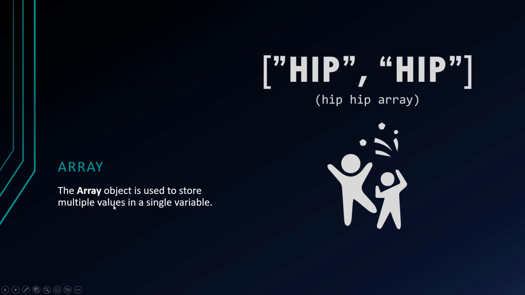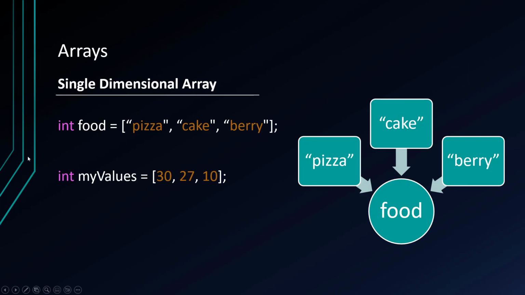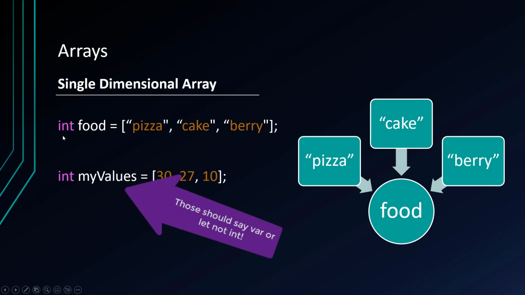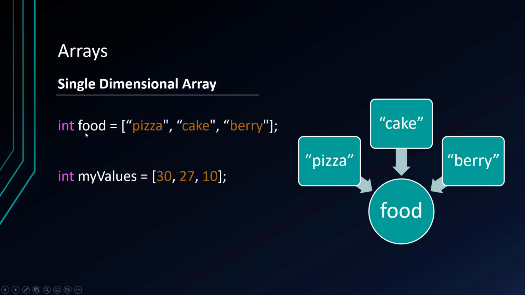There's also a concept in programming called an array. An array is an object that stores multiple values. So for example, here I have a single dimensional array called food. Oh, that should be a var there, so that's a little typo. Ignore that, it should say var. So var food equals, and then in brackets I would put the 3 items separated by commas: pizza, cake, and berry.